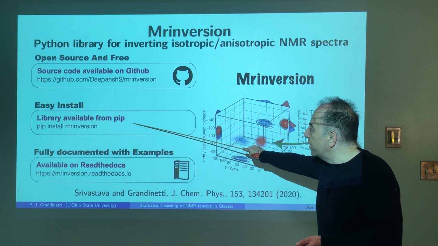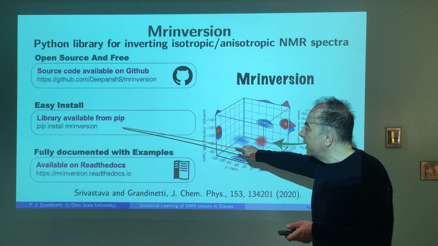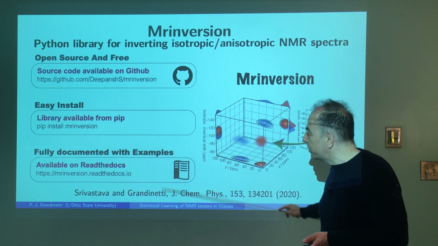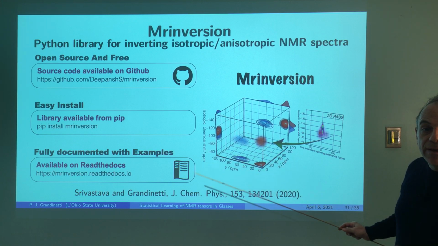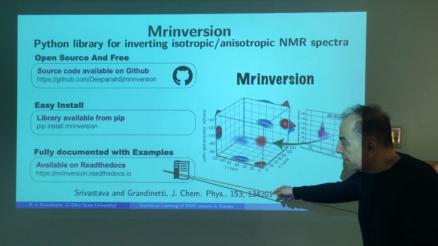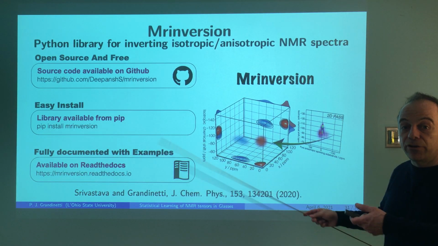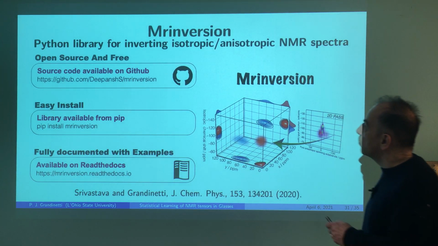at GitHub. You can just go into the Google Colab and install it with pip install mrinversion and read through the docs. And all of the examples that I showed in this talk are present here. You can download the data, you can invert them yourself and see how all of this works.